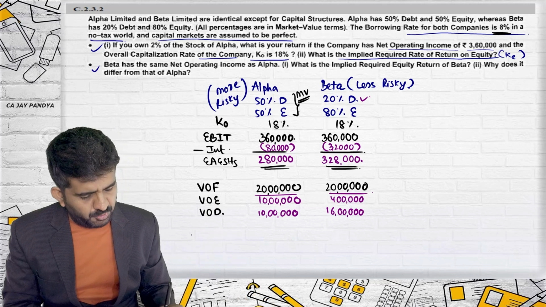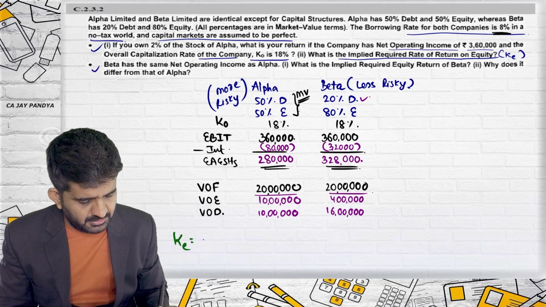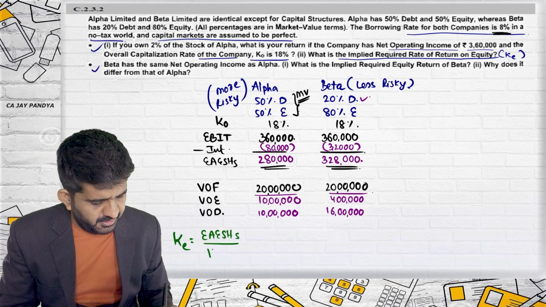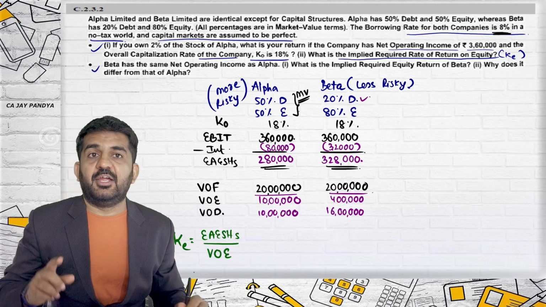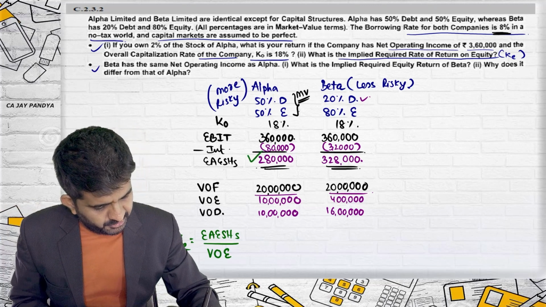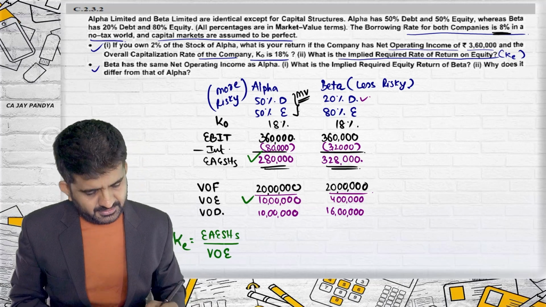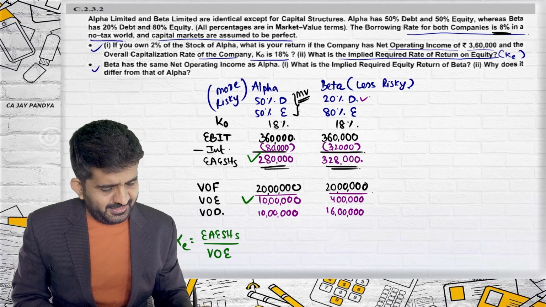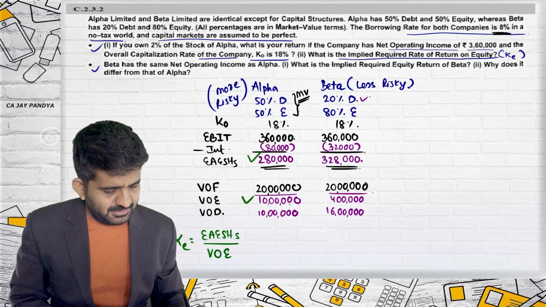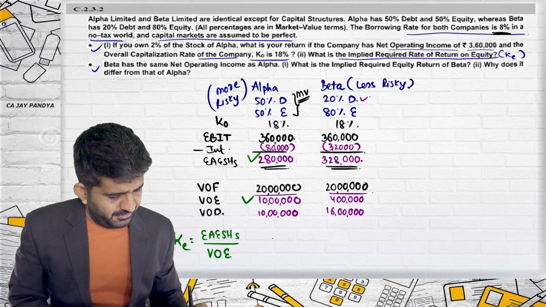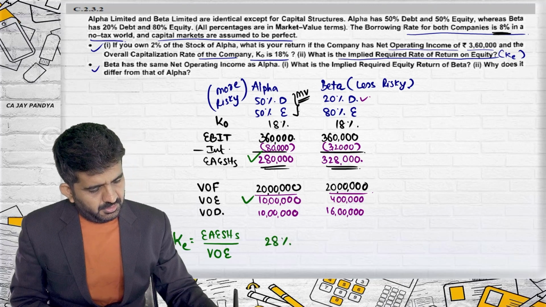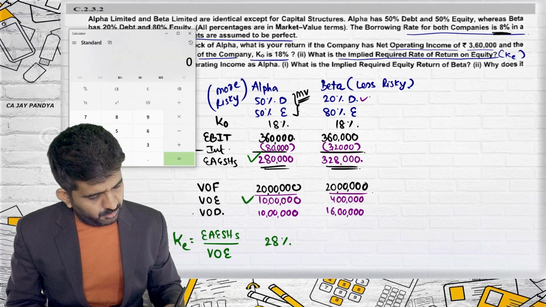Now, can I find out KE? Yes. What is KE? Earnings available to equity shareholders divided by value of equity. I have derived this formula from the formula of value of equity. So this divided by this. 2,80,000 divided by 10 lakhs multiplied by 100 is 28%. 3,28,000.